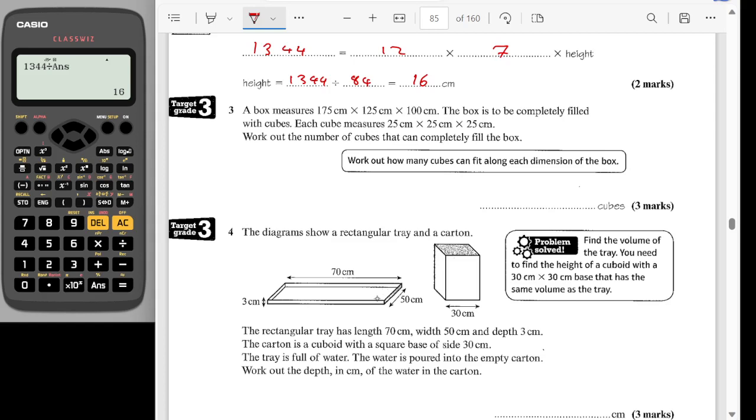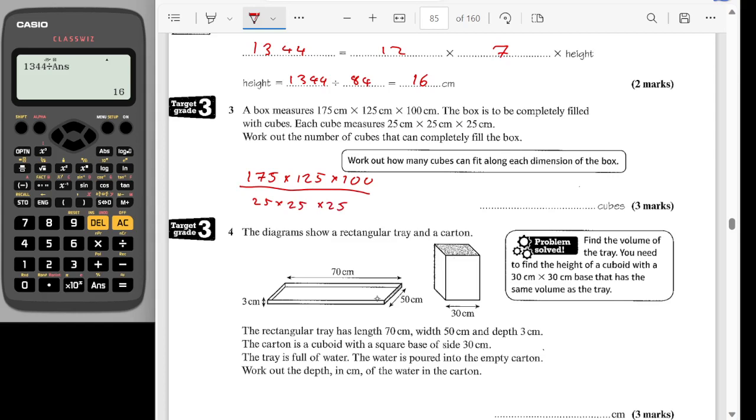To be fair, the quickest way to do this would be the dimensions of them all. I'm thinking while I'm writing. So that would be the total volume of the shape, and then we're dividing that by 25 times by 25 times by 25. And we could do these divisions separately.